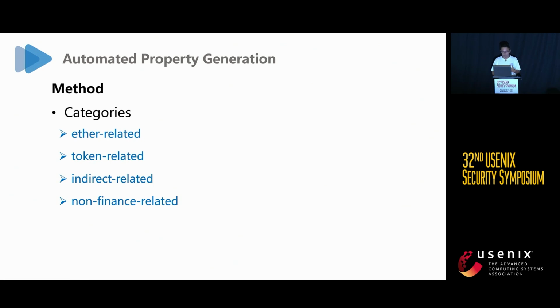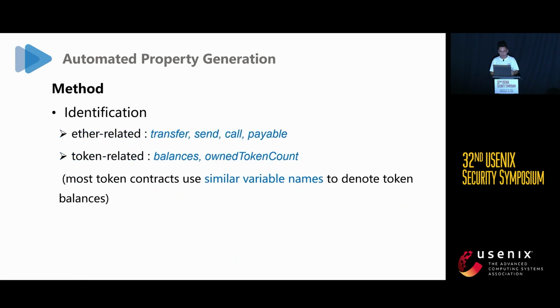At first, we propose the categories of contracts according to the cryptocurrency they use. The Ether-related contracts use the official currency of Ethereum, that is Ethers, while token-related contracts use custom tokens, and the indirect related contracts do not use tokens or Ethers, but implement some functions for the former two kinds of contracts. And the remaining contracts are called non-finance related contracts. Then, we propose the method to identify the category of contracts automatically.